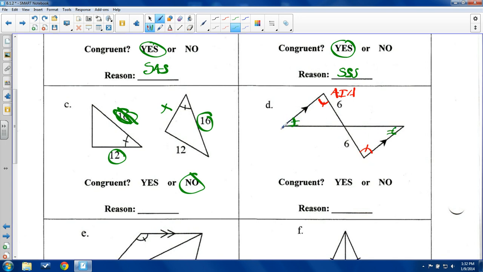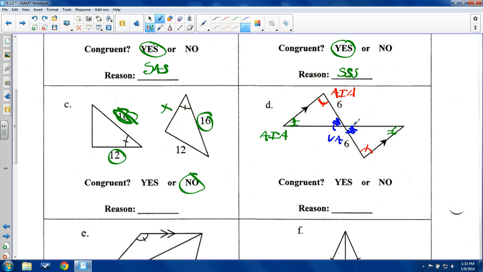So these two are congruent for the same reason. They are alternate interior angles. Probably something you might want to mark down. And finally, here we have vertical angles. This guy and this guy are congruent because vertical angles, I'll just put VA, are congruent.